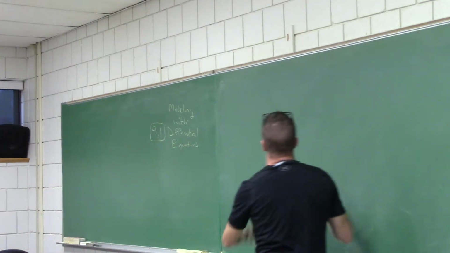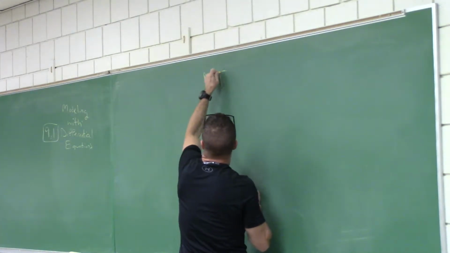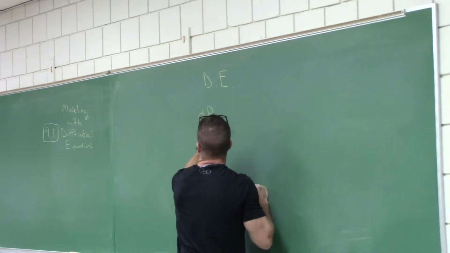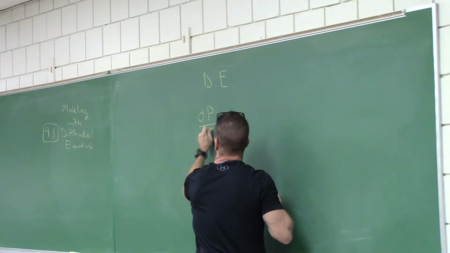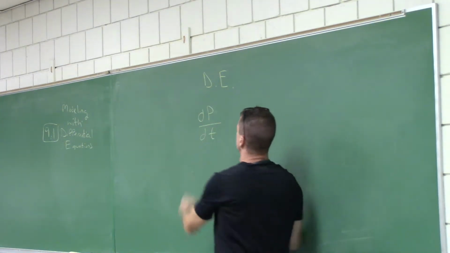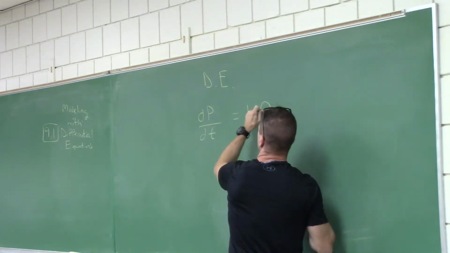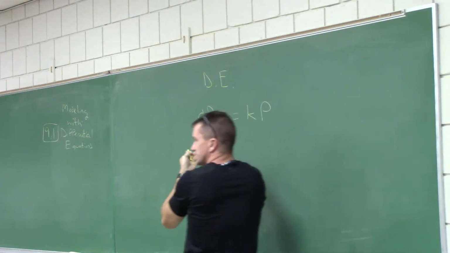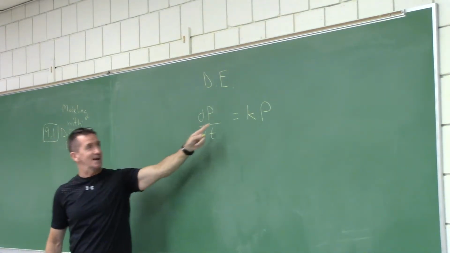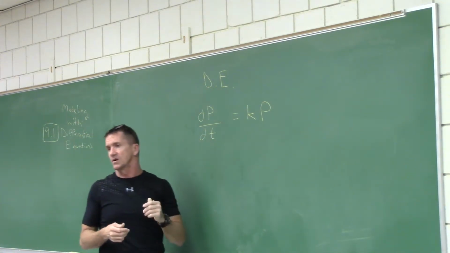So a differential equation, this is just one example. I'll put DE for a differential equation. Something like this: the rate of change of a population with respect to time is proportional to the size of the population. That right there is a differential equation. Why? Well, it's got the derivative in there, right? It's got an equal sign, an equation, and I have a derivative here.